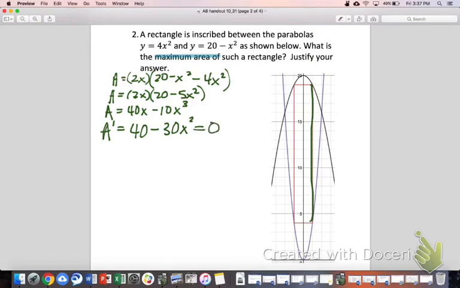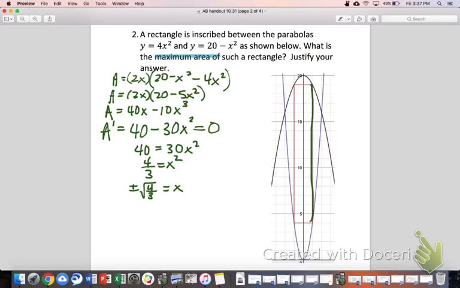All right, so solving this, we're going to get 40 equals 30x squared. So we get 4/3 equals x squared. And so we'd end up with plus or minus the square root of 4/3 is equal to x. Okay, so let's make sure that this really did produce a maximum area. So we can use either the first or second derivative test. And once again, I think the second derivative test is going to be easier because it's going to be pretty easy to find the second derivative.